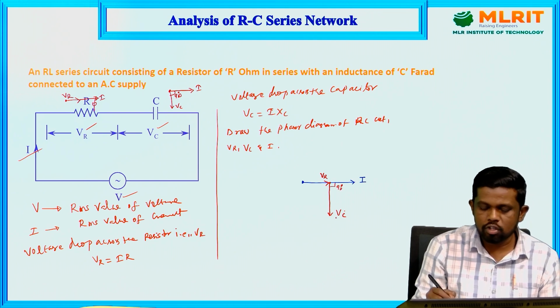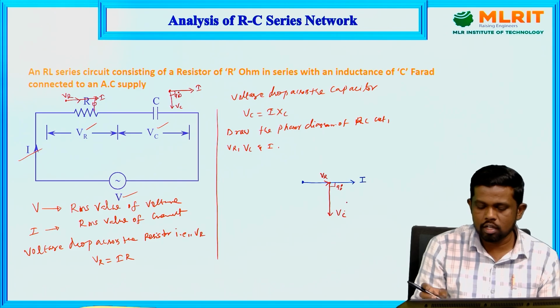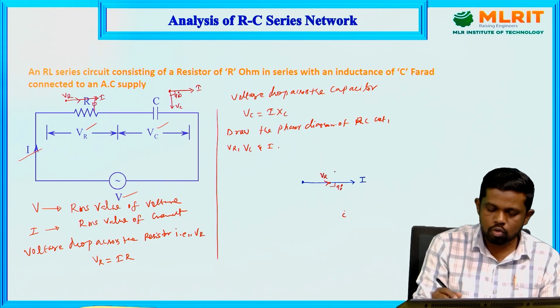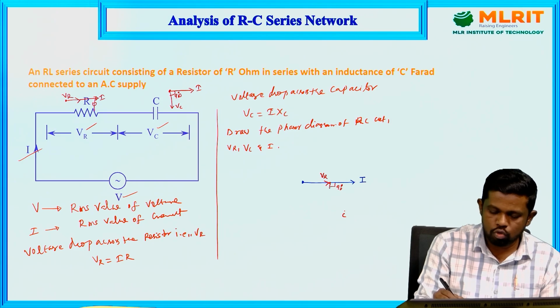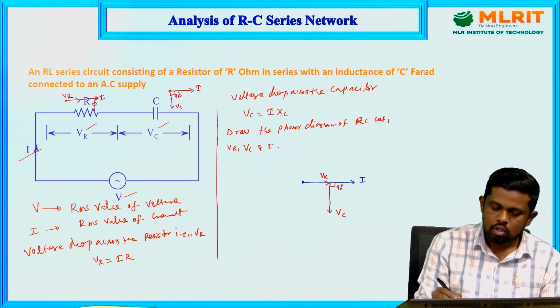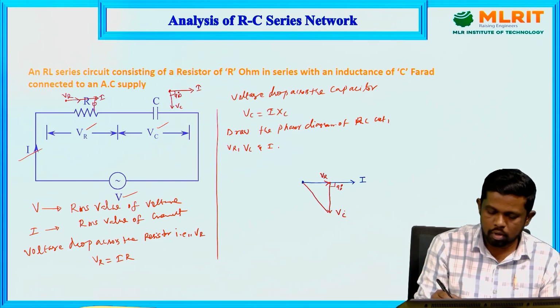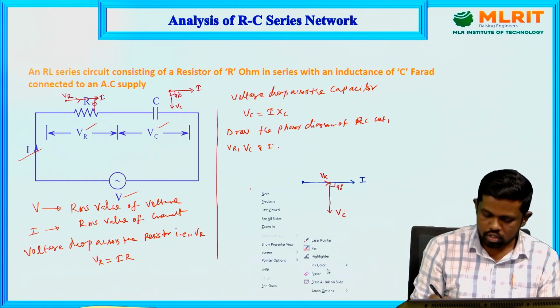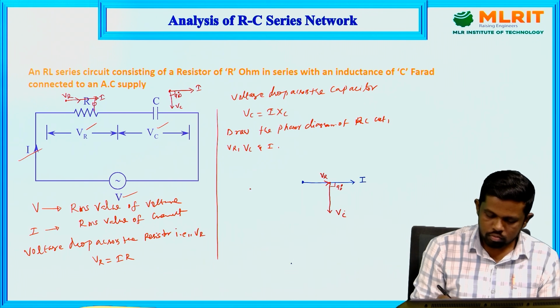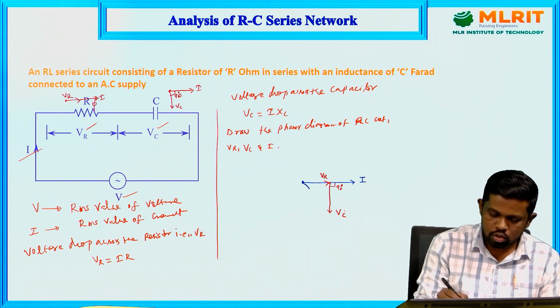VR and VC are the vectors, so we need to draw the phasor sum of the two. This is VC. The phasor sum of VR and VC is called the applied voltage. So this is the applied voltage. We need to take another color to draw the resultant vector. This applied voltage is V.